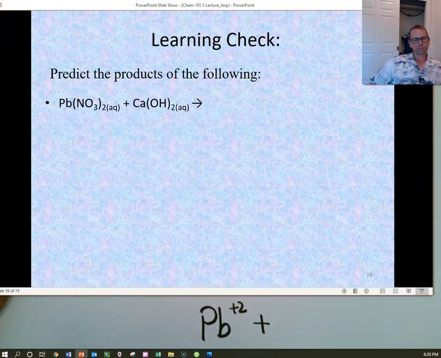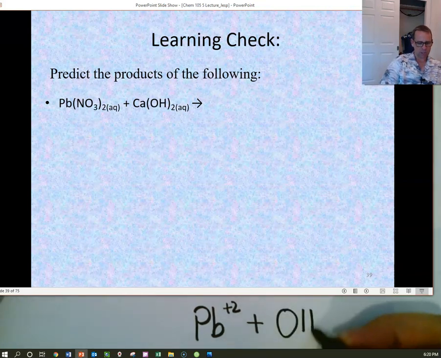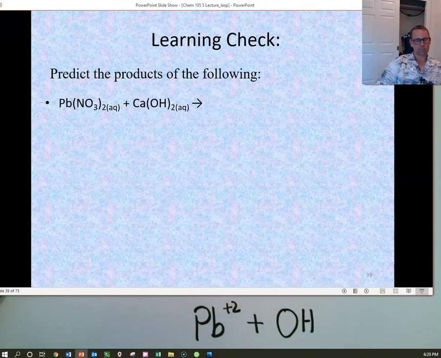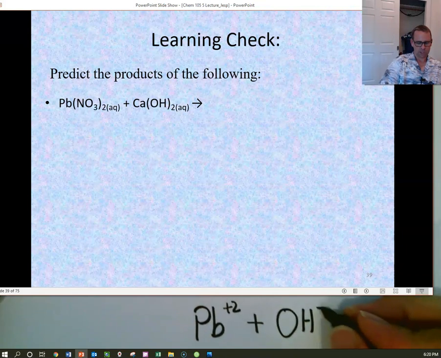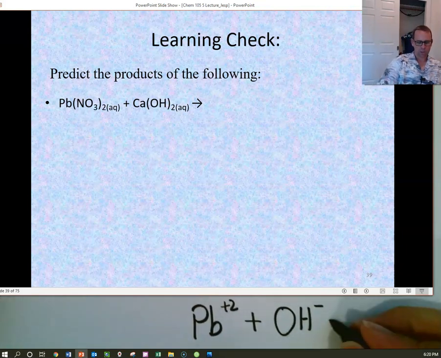So the lead ion, Pb2+, is going to combine with OH. Now what's the charge on the OH? That's negative 1. All right, so how are they going to come together?